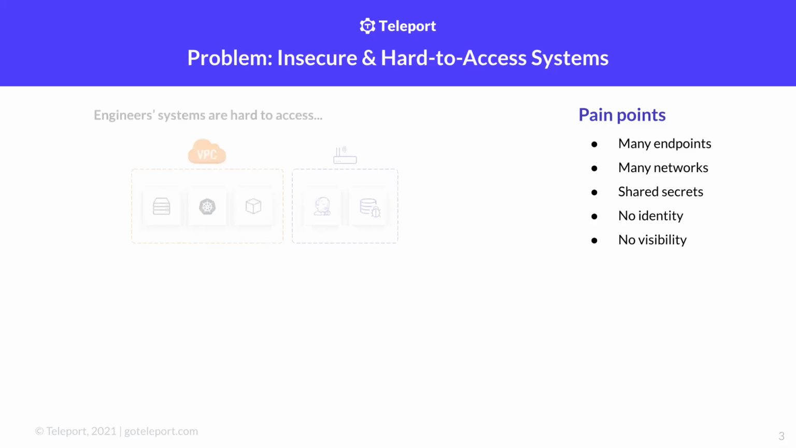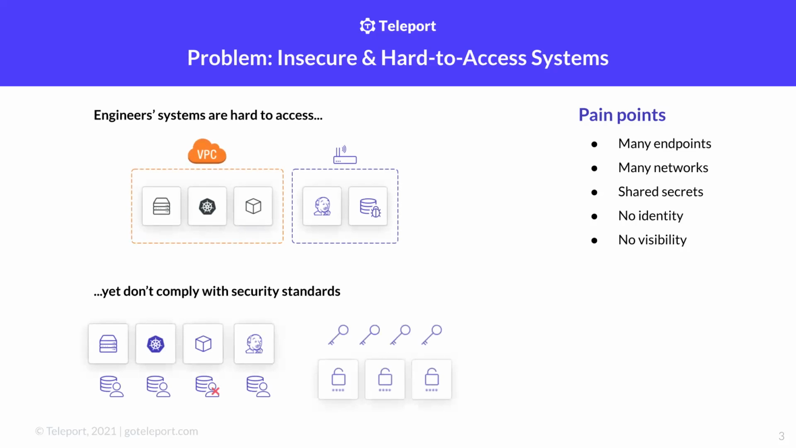All right, so let's get into it. What is the actual problem that we're trying to solve here? In today's cloud native environments, engineers and regular users usually have many different endpoints they need to be able to log into, which are often spread across many networks, such as data centers, various VPCs of different cloud providers, and so on and so forth. Despite all these obstacles, which make accessing these systems quite a hassle, they often don't comply with security standards such as SOC 2, PCI, FedRAMP, or others, for multiple reasons.